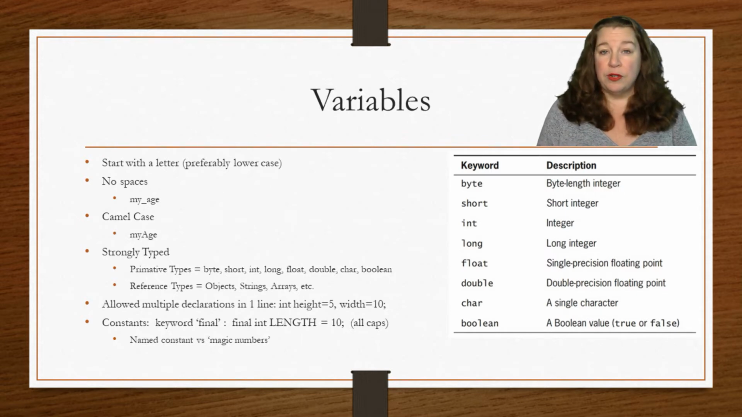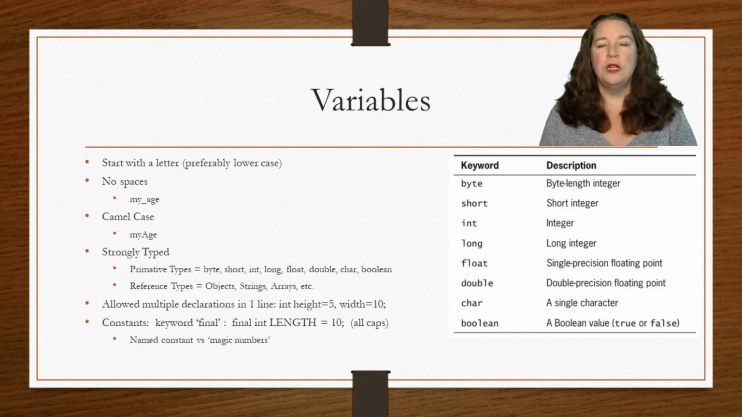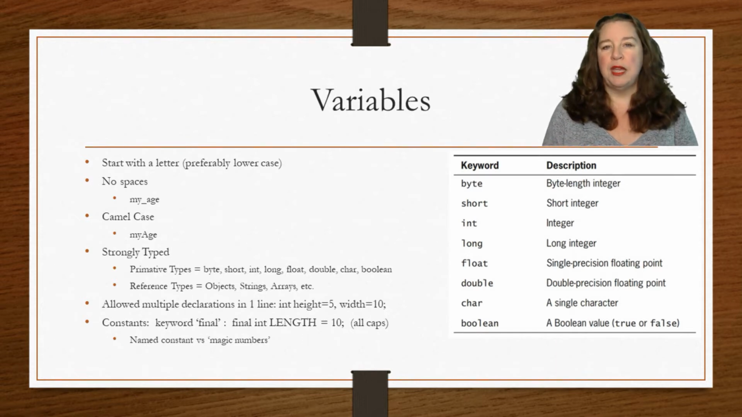We can also have reference types. Reference types are objects, strings, or arrays. Arrays are lists of objects. Strings are characters that are put together, and objects will be classes, which we'll be talking about in the future. So these are reference types. If you declare something as a primitive type, it may react differently than if you declare something as a reference type. So it's important, again, to always keep your types straight.